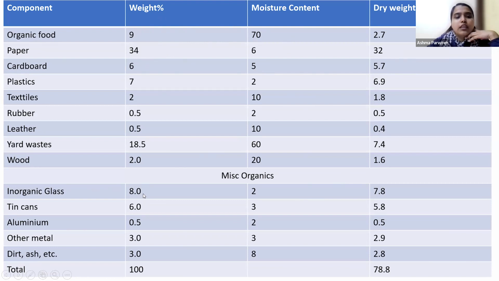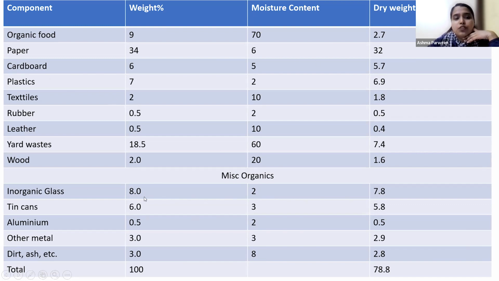Similarly, for inorganic glass, the weight percentage is 8, and the moisture content in glass is 2%. So 98% is dry inorganic glass. So 0.98 into 8 will give 7.8 gram of dry weight of inorganic glass.